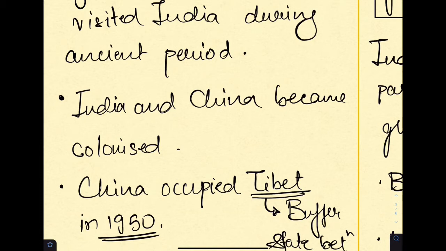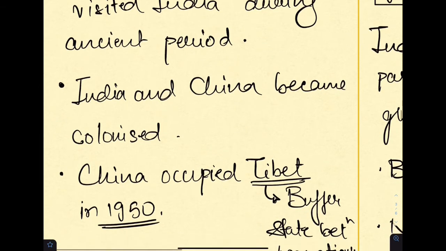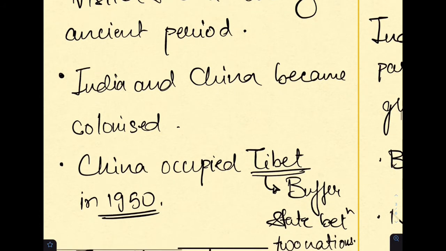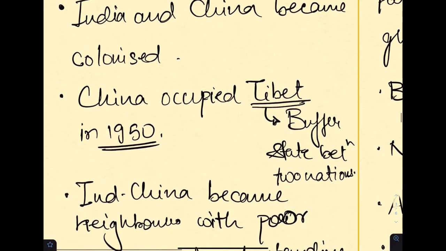When they both became colonized, China did not become colonized, but Hong Kong was a part of the British Empire, and there was this tea trade between India and China, which you remember by the Charter Act 1830, that it was the tea trade which was not banned. Okay. Then the last point is when China occupied Tibet. So Tibet was occupied by China in 1950.